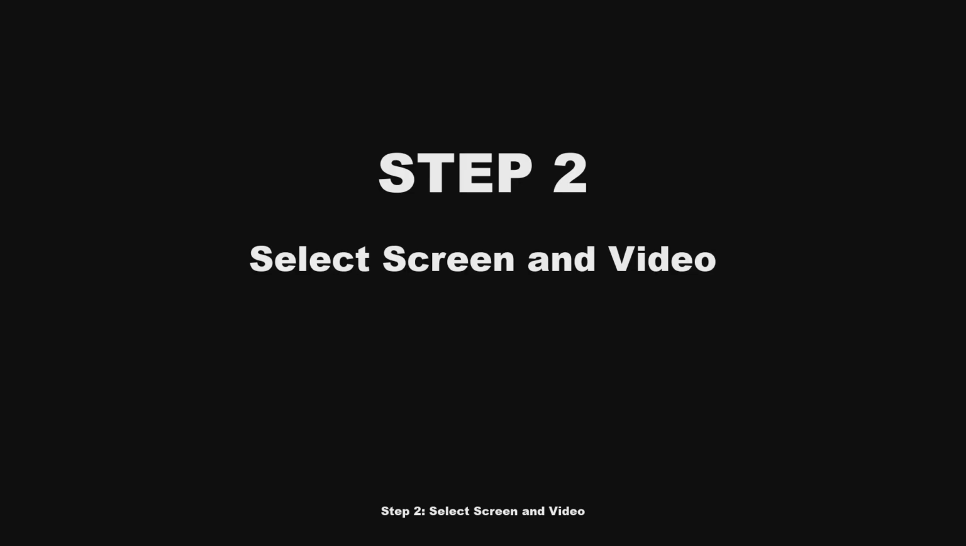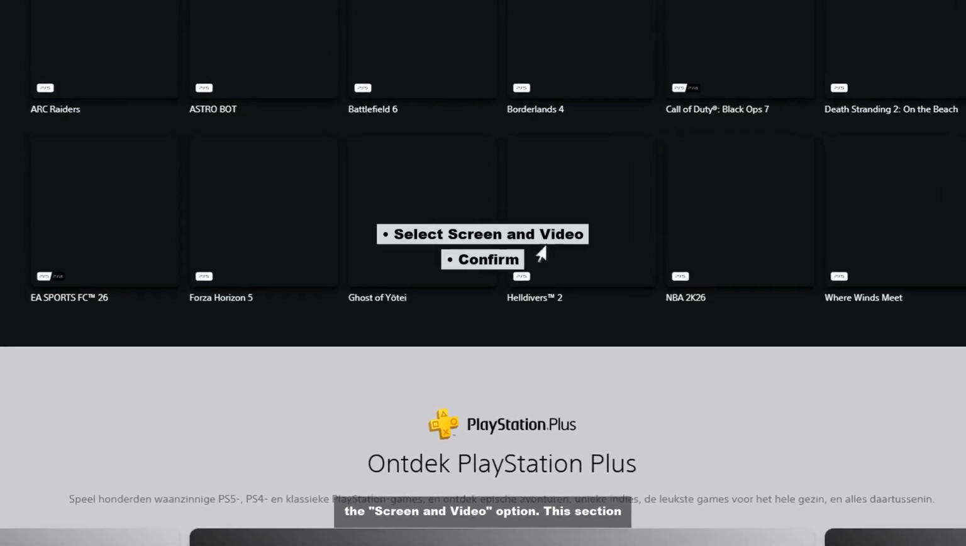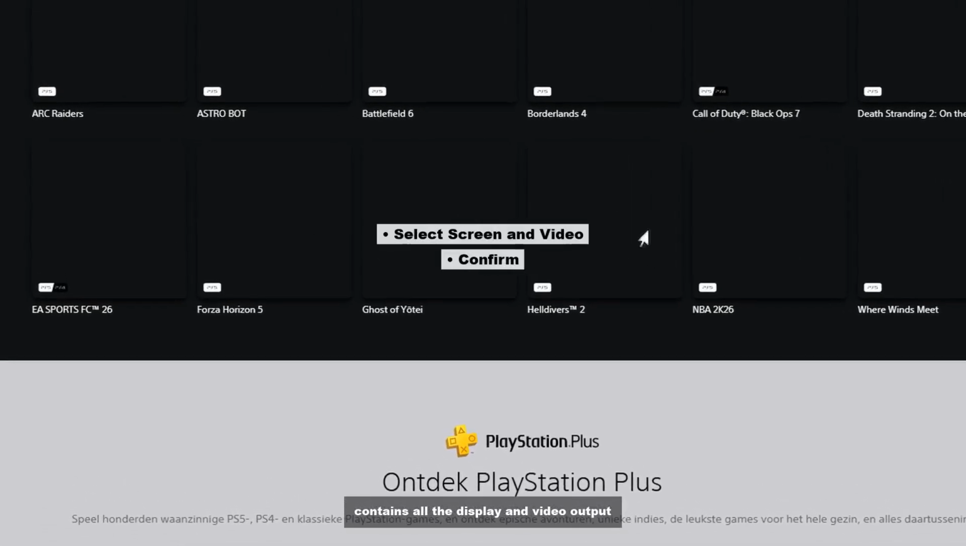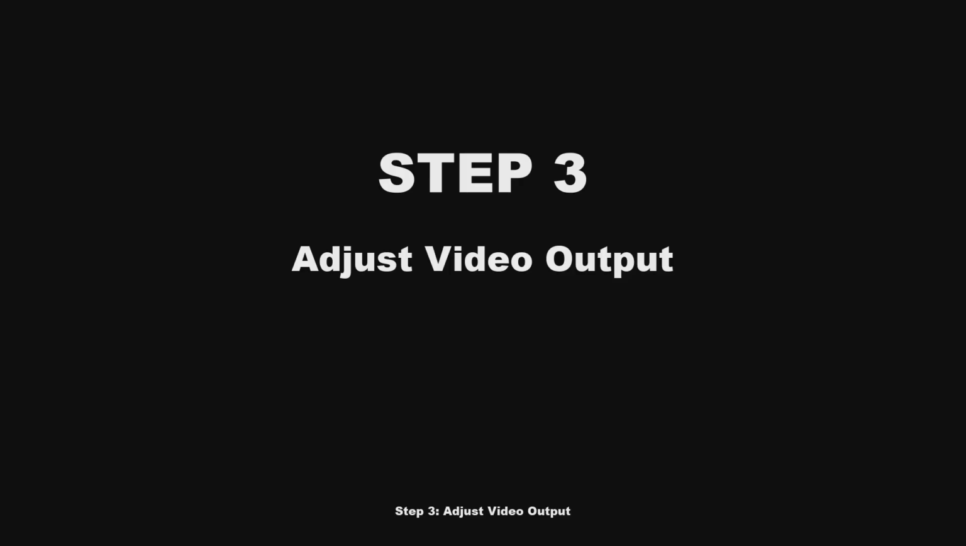Step 2. Select screen and video. In the settings menu, scroll down and choose the screen and video option. This section contains all the display and video output settings for your console.